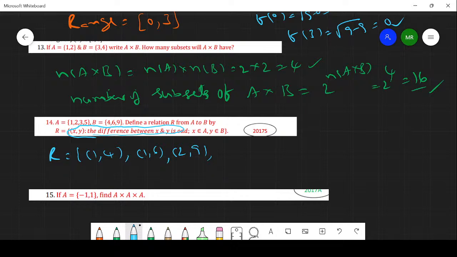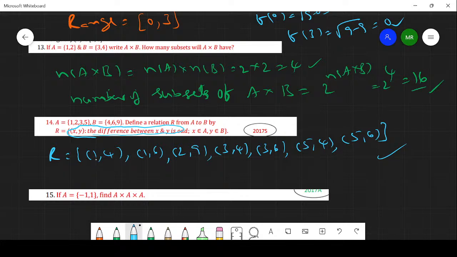Now look into 3. (3, 4), the difference is an odd number. (3, 6), the difference is an odd number. If you take (3, 9), the difference is 6, an even number, we don't want. Now 5: (5, 4), odd number. (5, 6), the difference is an odd number. (5, 9), the difference is an even number, we don't want that. So this is the required one.